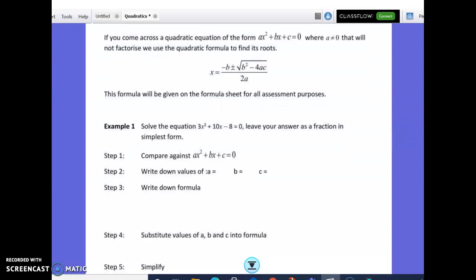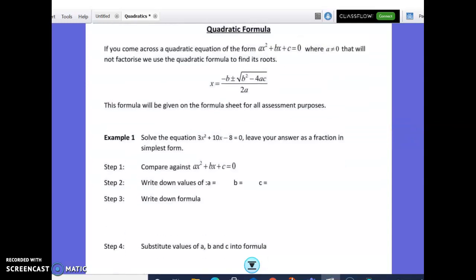Okay, let's try the first example then. We want to solve the equation 3x squared plus 10x minus 8, leaving my answer in a fraction in simplest form. Okay, I'm comparing this against ax squared plus bx plus c. So I'll get a equals 3, b equals 10, and c equals minus 8. Writing down the formula, I get x equals negative b plus or minus the square root b squared minus 4ac all over 2a.